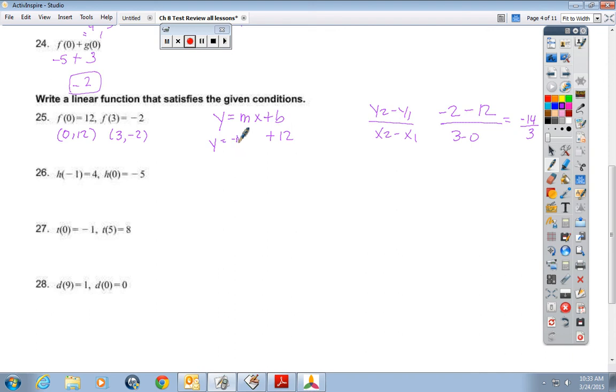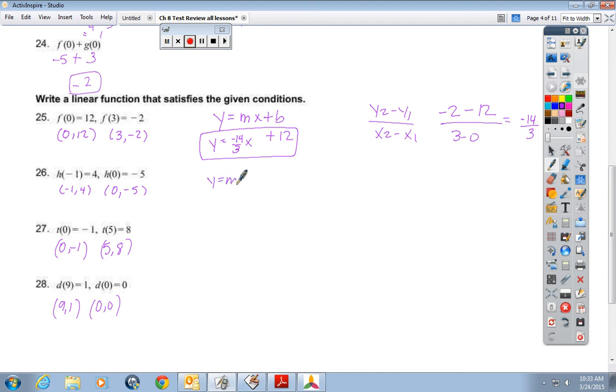I'm going to identify the ordered pairs. This one is negative 1, 4, and 0, negative 5. This one is 0, negative 1, and 5, 8. And then this one is 9, 1, and 0, 0. And I'm going to do the same thing. Y equals mx plus b.